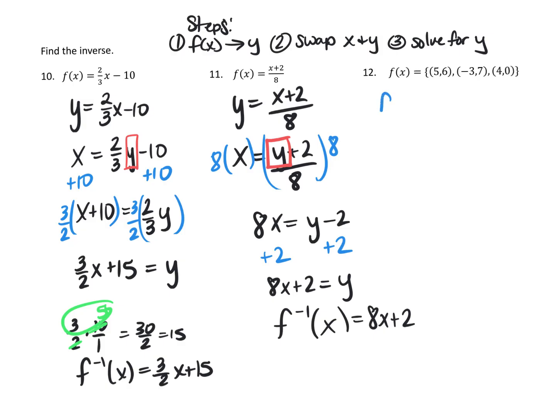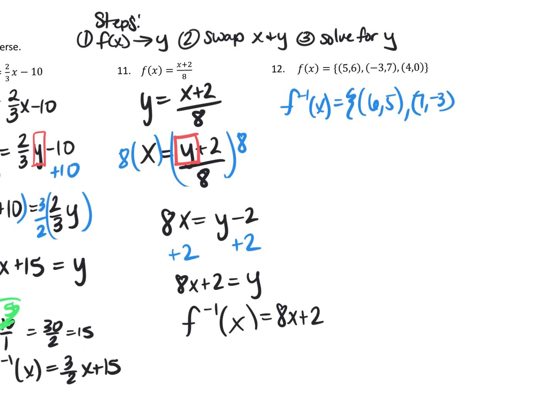And number 12, the super easy one. All we've got to do is swap our x and y here. I get 6, 5. 7, negative 3. The signs all stay the same. And 0, 4.